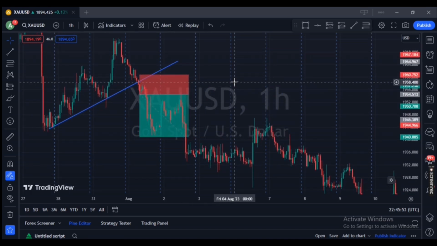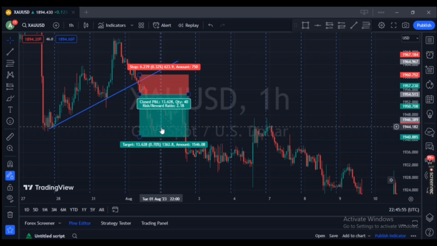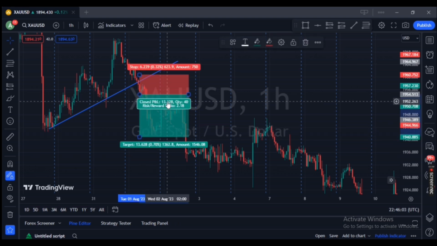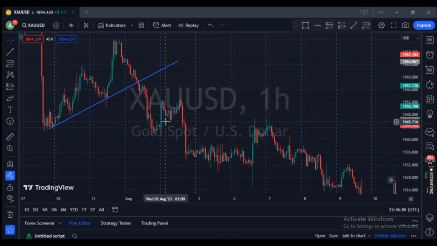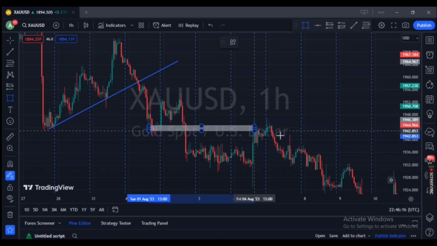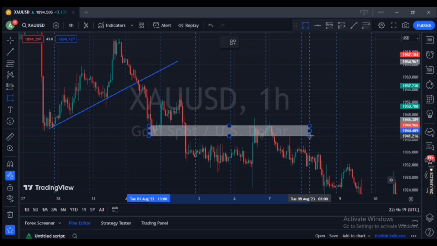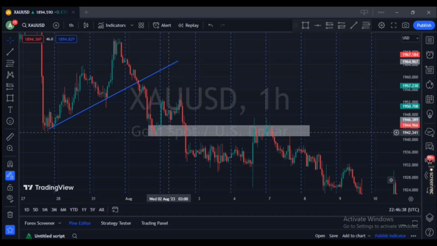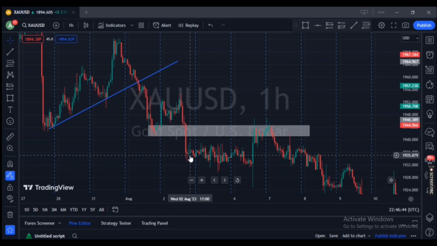So for a break and retest, guys, here is a support zone. Let me first take this off from our chart. So here is a support zone, and we first have to identify it. So here is our support zone. The market came to this support zone, and it broke out here.